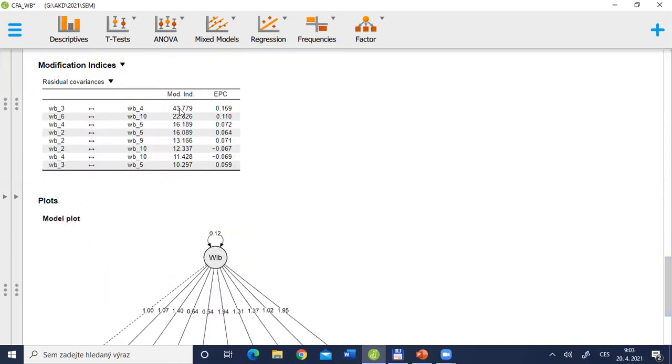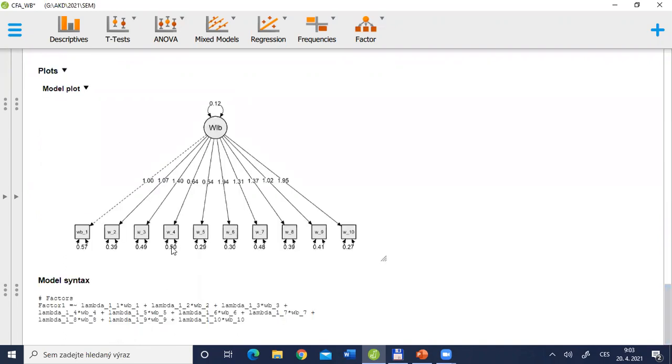So 43 points, or nearly 44 points in chi-square, would be eliminated by this small change. If I am deciding about this change, it could also be substantively important to add this relationship. So if I ask to take a correlation for these two random errors, it would mean that these two items, the original questions from the questionnaire, are somehow substantively related. And they do not cover only well-being, but also something else.